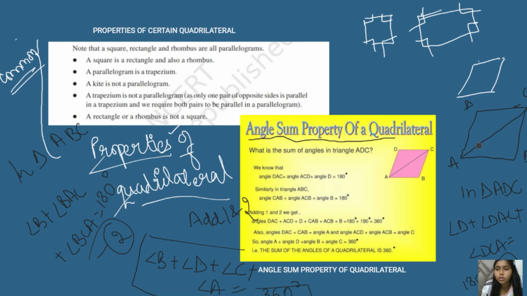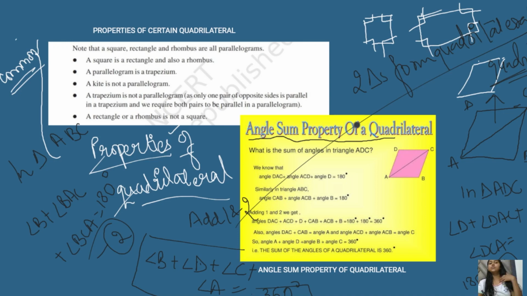So basically the two triangles, they form a quadrilateral, right? So basically the sum of all the interior angles of the quadrilateral is equal to 360 degrees. You can have a look on this picture too. This picture depicts the same thing as I showed you here.